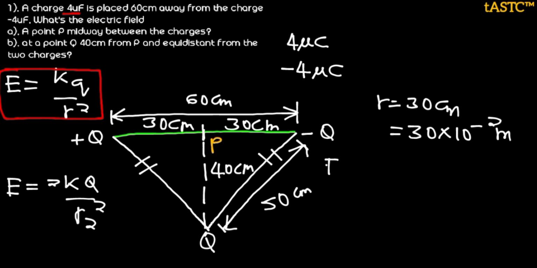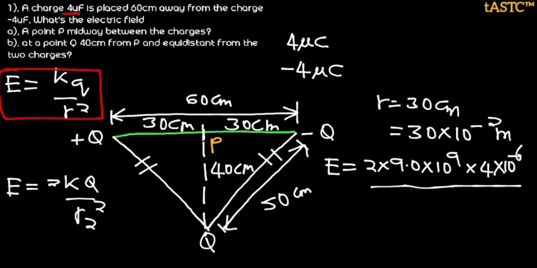So E is going to be equal to 2 multiplied by k, which is 9.0 multiplied by 10 to the 9, and we got a Q there. Q is basically the same thing, that will be 4 microcoulombs, 10 to the minus 6. And this will be divided by R squared. In this case, we got a 50, that will be 50 multiplied by 10 to the negative 2, and that will be squared. So let us see what this is going to give us.